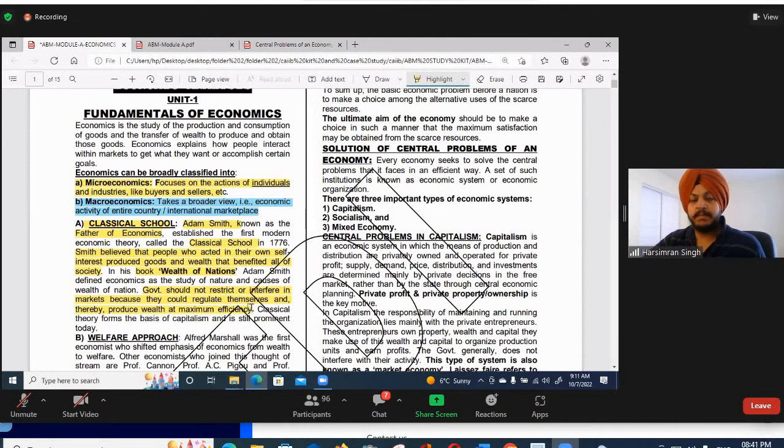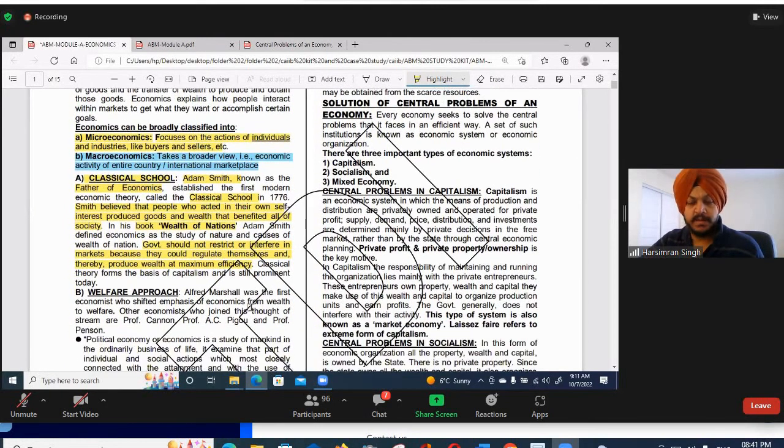Many people do not believe it, but this is the reality. Capitalism works, socialism does not work. The welfare approach looks very good on paper, that government should work for the welfare of everybody, government should make sure everybody gets food. This looks good on paper, but it never works.